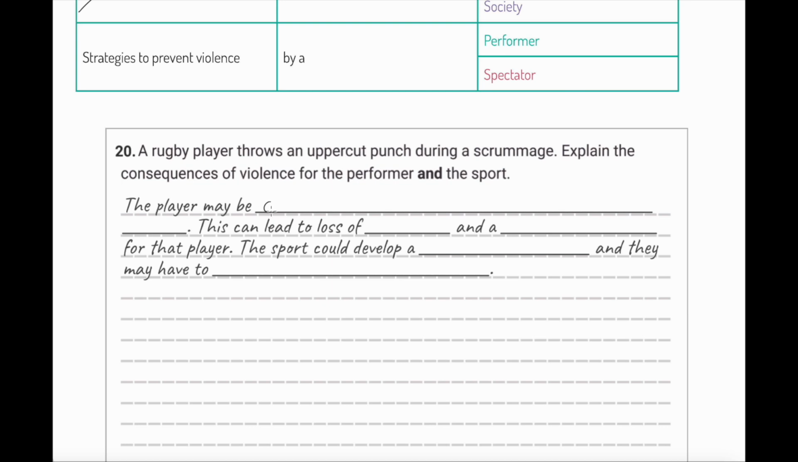The player may be cited. The citing system is when video technology is used after someone reports, like whistleblowing, and then video is used to see whether it happened, and then suspended for an extended period.